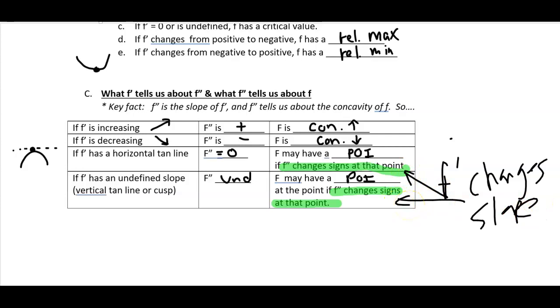So anytime f prime is changing its slope from positive to negative or from negative to positive, that means f double prime is changing its sign. And if f double prime is changing its sign, that means the curvature of f is changing from up to down, and that's when you have a point of inflection.